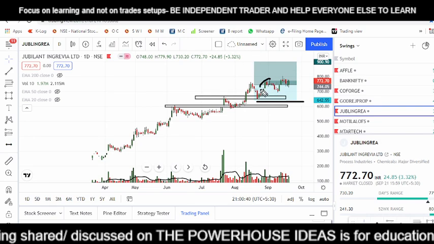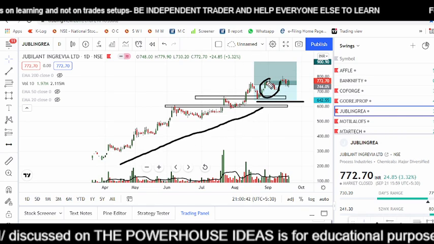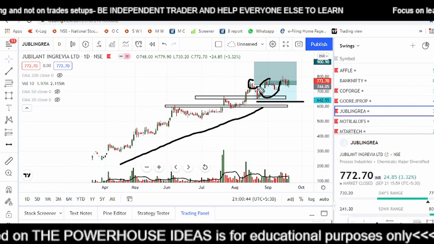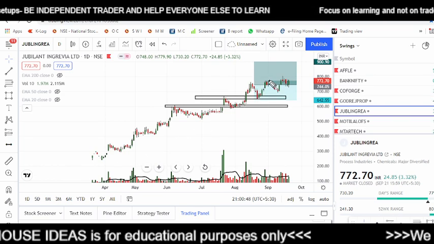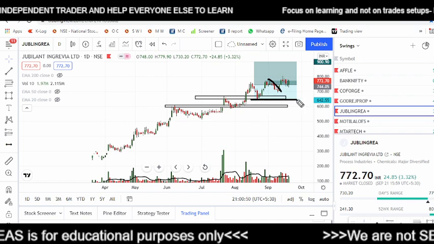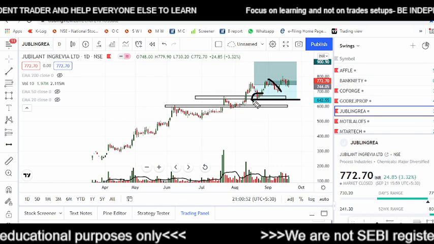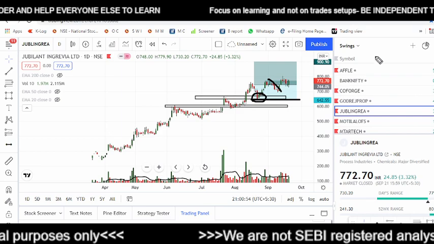I took an entry over here, seeing the previous trend. I took an entry over here when it broke above its previous high. And see, when the price retraced over here, it didn't hit my stop loss yet because I kept it below the previous swing low. It is a safer stop loss.